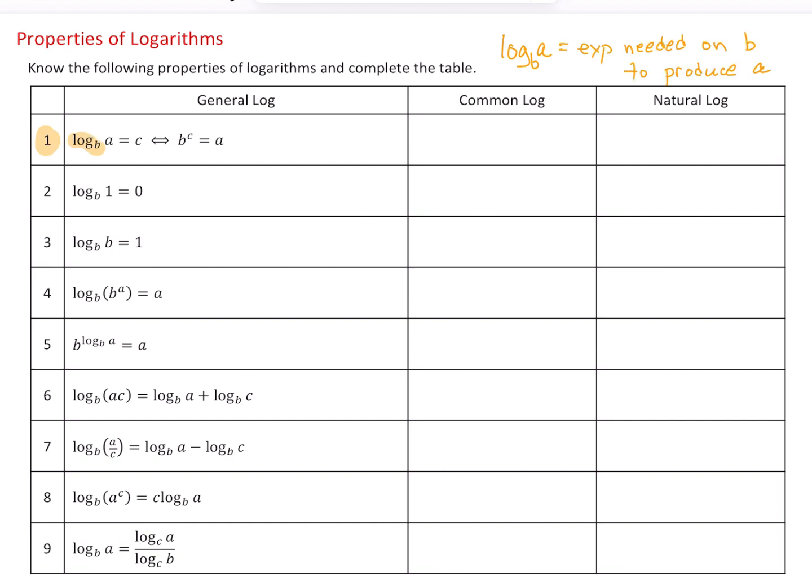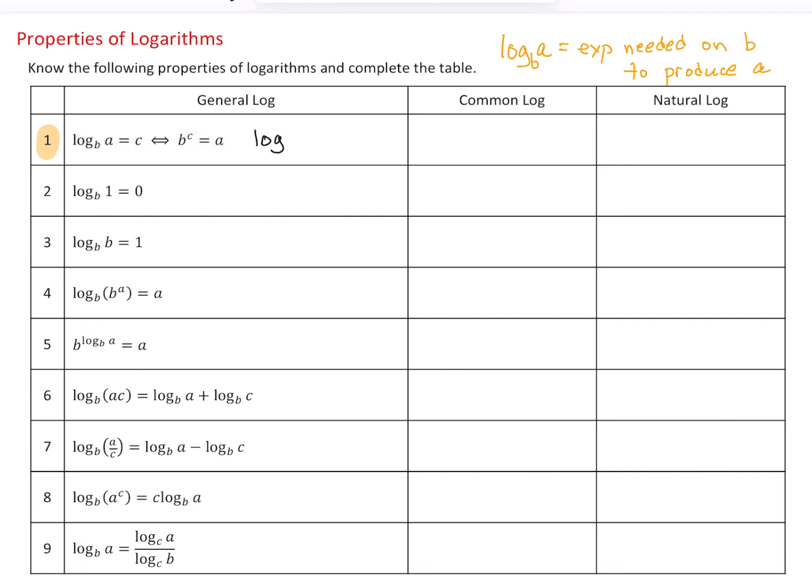Log base b of a is the exponent c, because c is the exponent you need to put on the base b to produce a. This first property is just our equivalence of two forms of a relationship between a, b, and c. If b raised to the c is equal to a, this is called exponential form, then we know that log base b of a must be c, and this is called logarithmic form.